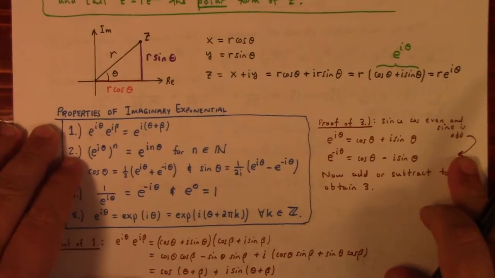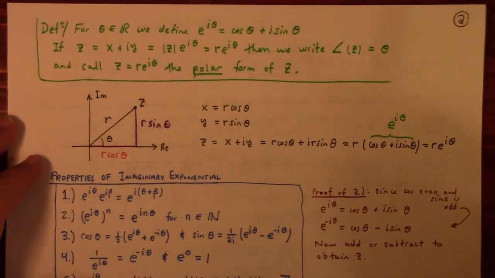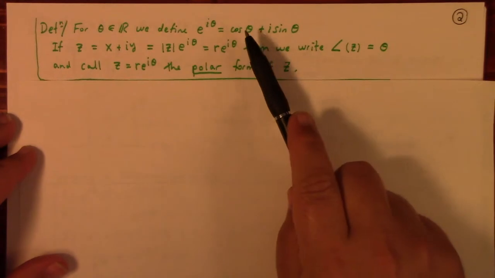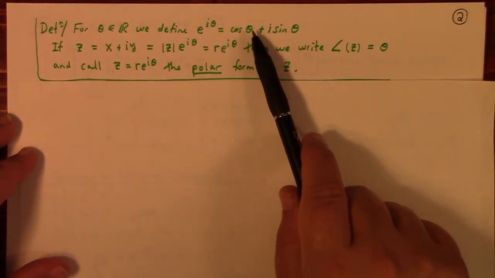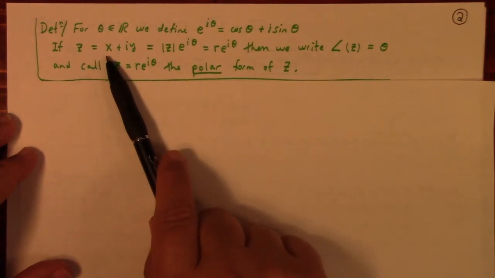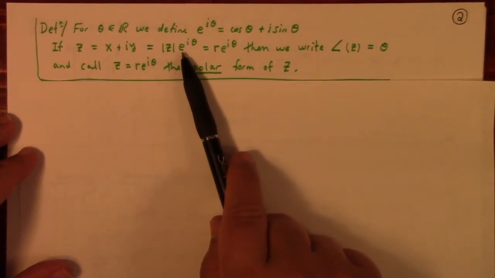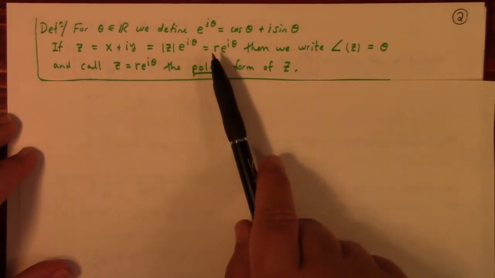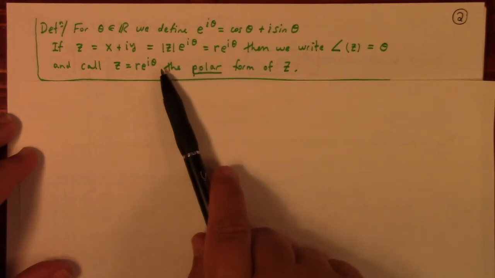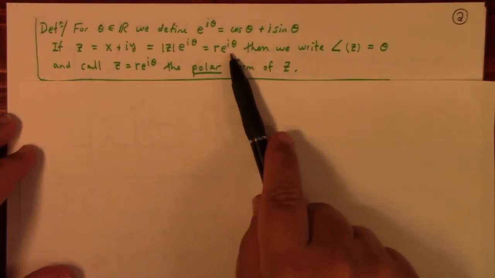Now, let's talk about the polar form. All right, so for theta real, we can define e to the i theta, the so-called imaginary exponential, by cosine theta plus i sine theta. And so for z equal to x plus iy, we have the modulus of z times e to the i theta, as it turns out. That's equal to r e to the i theta. If we write z equal to r e to the i theta, we say it's in polar form. Really, it's the magnitude times the direction.